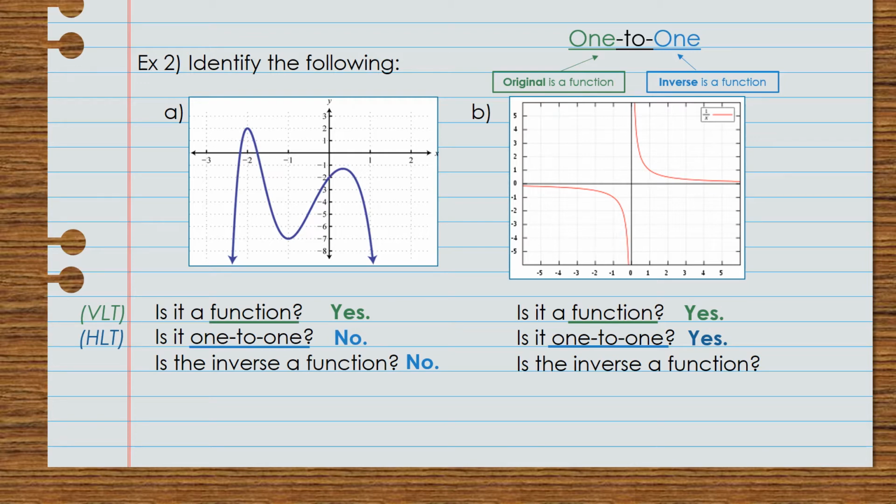The last question is, is the inverse a function? And again, your reminder, the definition of one-to-one means the original is a function and the inverse is a function. Because we said this is one-to-one, we are saying the inverse is also a function.